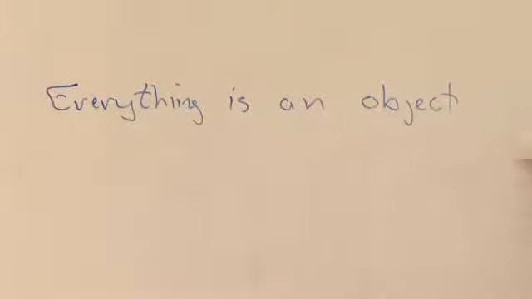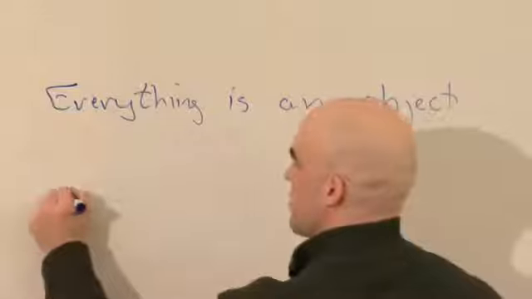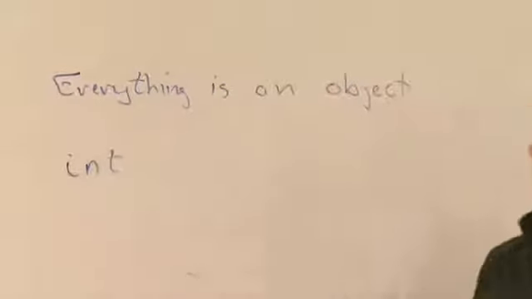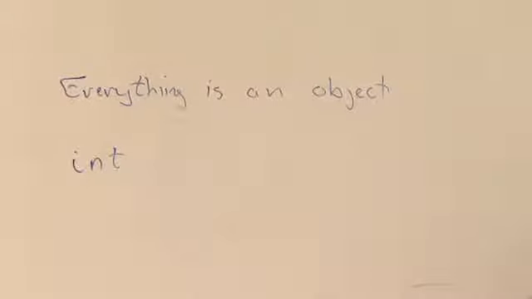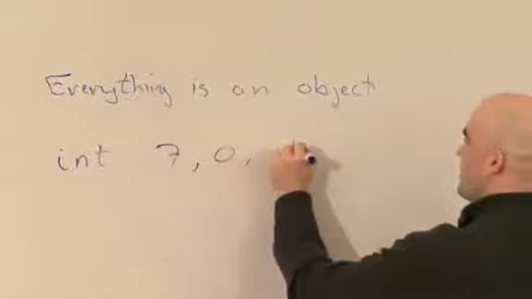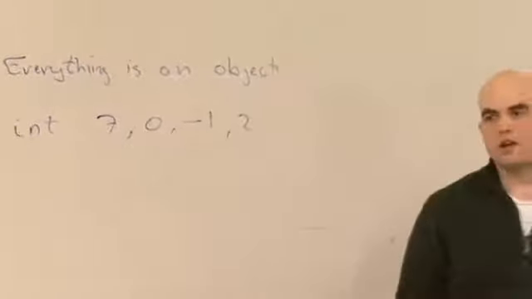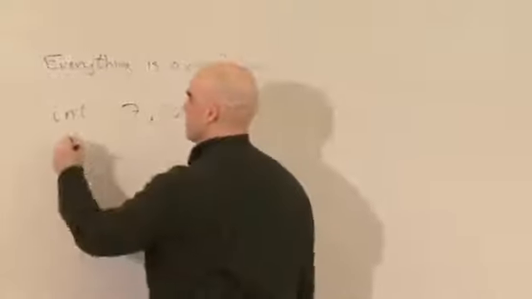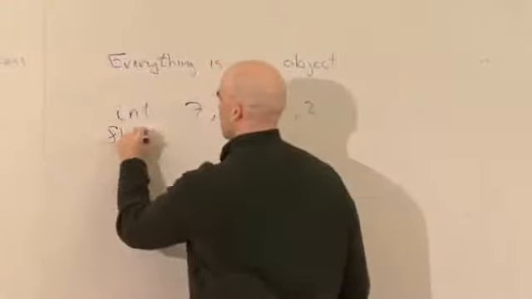These objects, they have types, right? So some types that we have in Python are ints. What are examples of ints or integers? Yeah, just rattle a few off. So 7, 0, -1, 2, etc. Now there's another number type, floats, right?